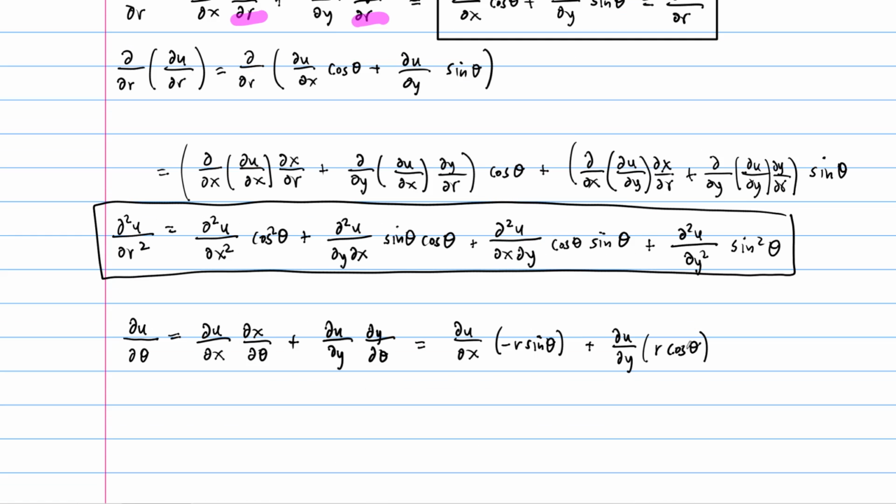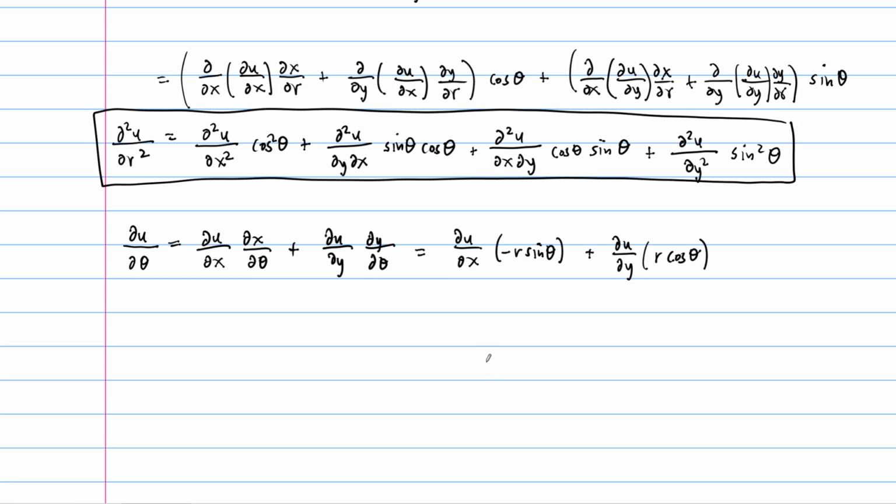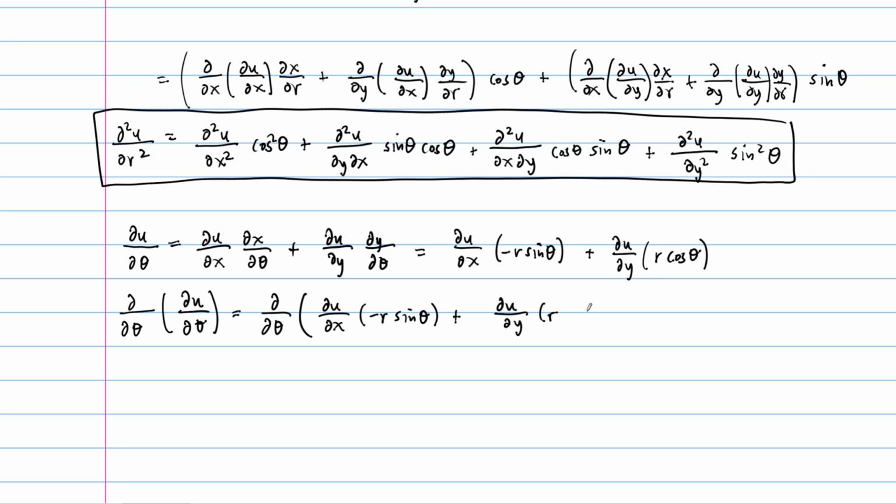Theta derivatives here. Now, these are products, right? Well, we want to take the theta derivative again. So now d by d theta, this is where you have to be very careful with your notation, but d by d theta of du by d theta. That means the theta derivative's got to hit all of this, right? So this is going to be d by d theta of all of this, du by dx times minus r sine theta plus du by dy times r cosine of theta.